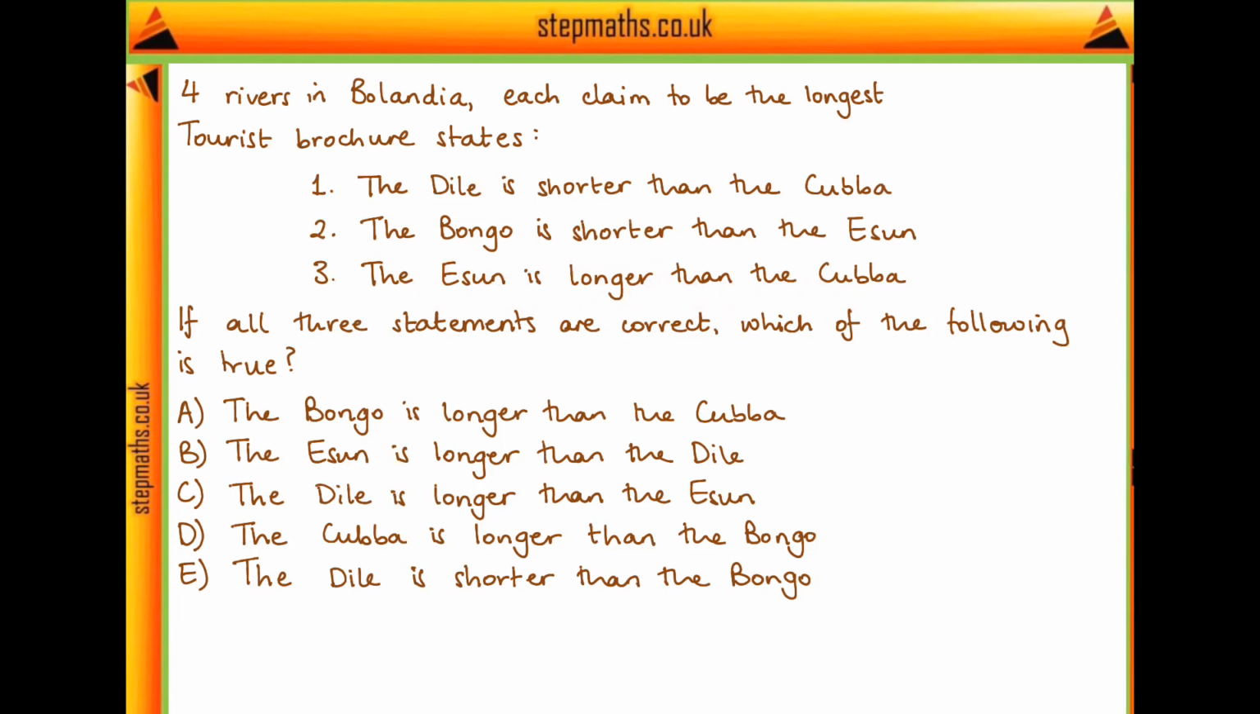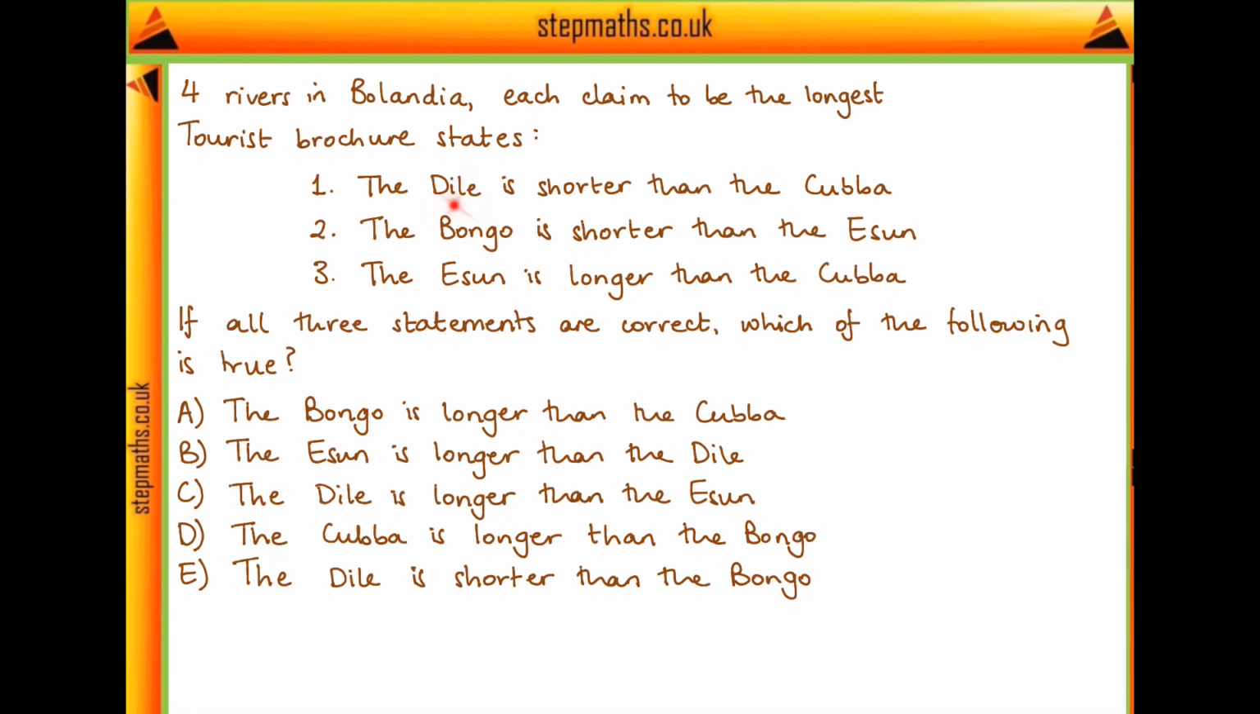And the question is, if we take all 3 of these statements to be correct, then which of the following statements, these A, B, C, D, E, must be true? Okay, so what's the best way to go about this? We're comparing the lengths of the rivers in our statements here, right? So let's try and order our rivers as best we can.